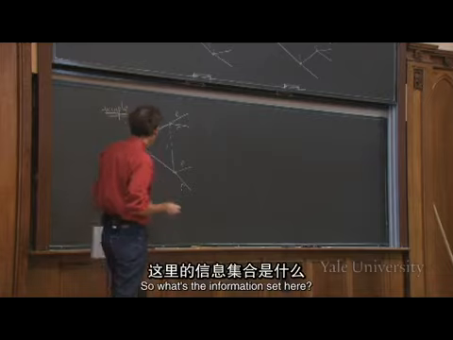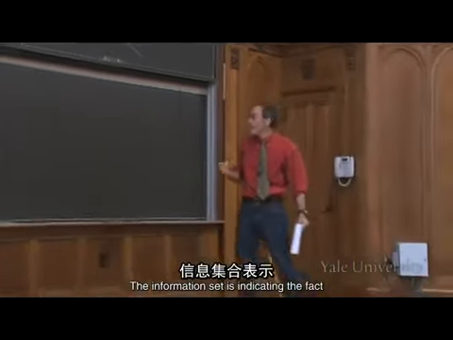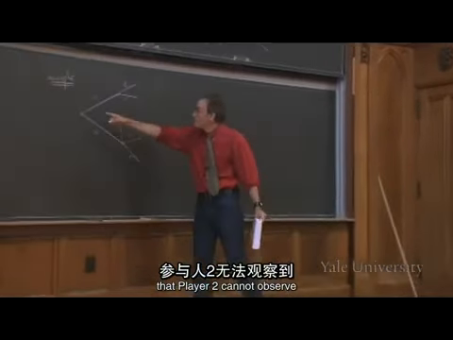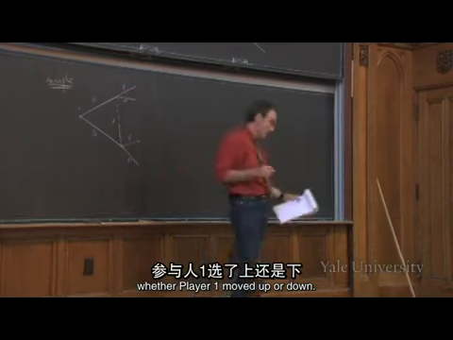Okay. So what's the information set here? The information set is indicating the fact that player 2 cannot observe whether player 1 moved up or down.